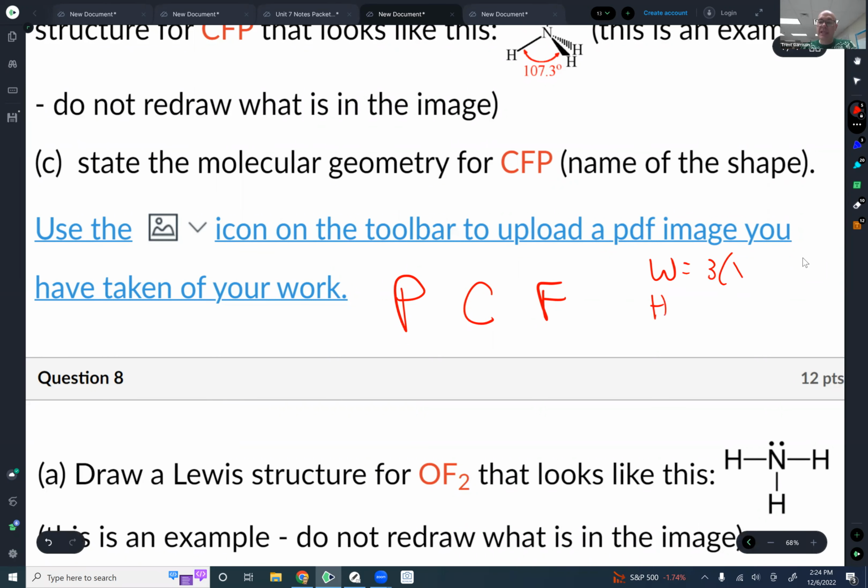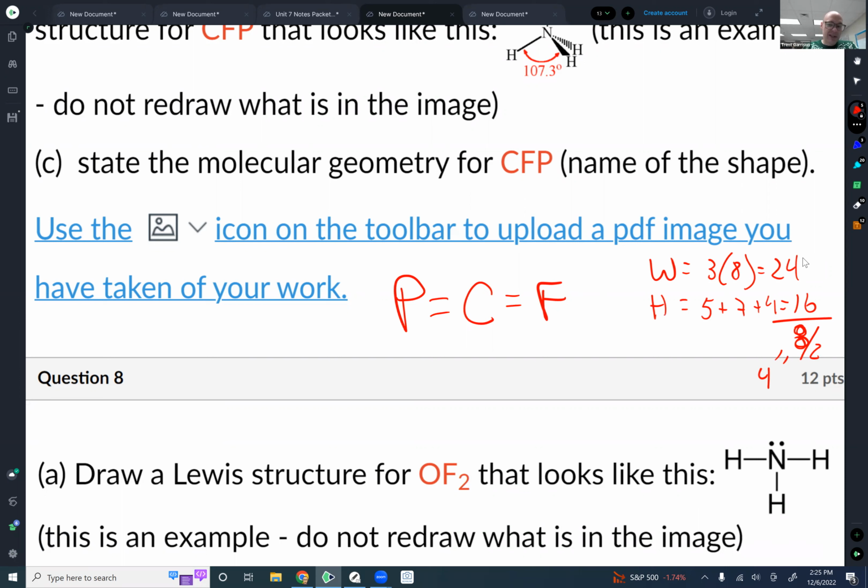There are 3 atoms. They each want 8. That is a total of 24. The half pile is 5 plus 7 plus 4. I get those from the valence electrons on the periodic table. That means there is a difference of 8. The 8 can be divided by 2 to figure out that there are 4 bonds. Normally you would put them 2 and 2, but that's not the case for this one because fluorine is a halogen and it can only have a single bond.